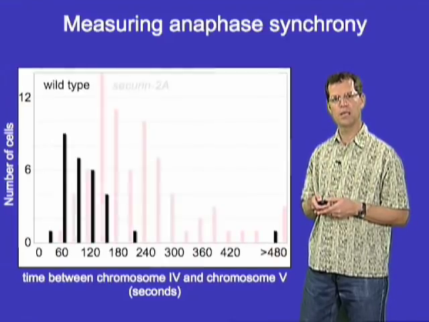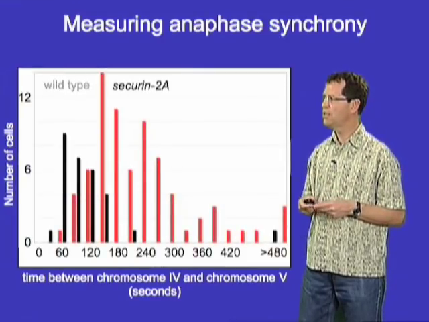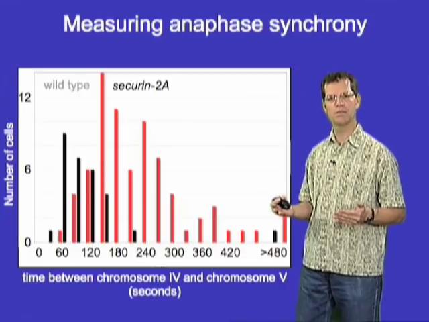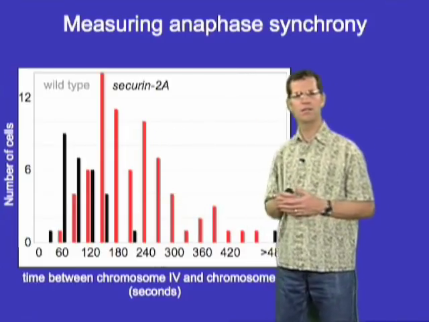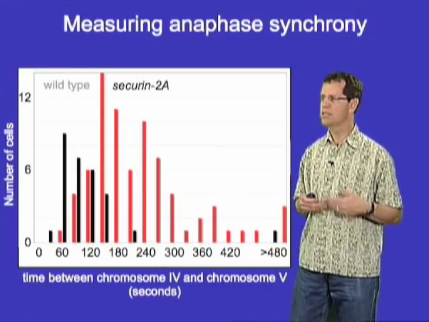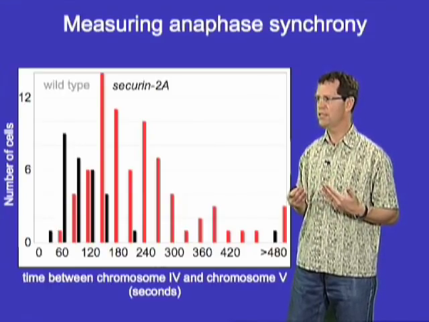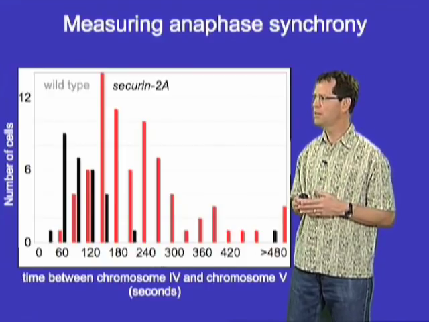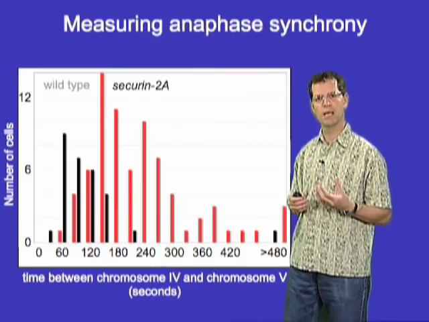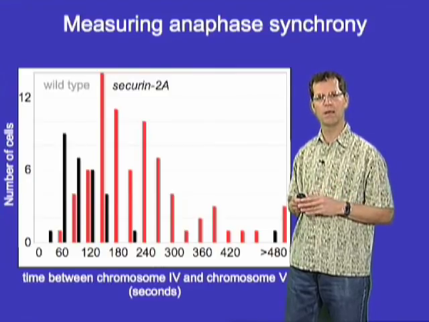Then in the securin 2A mutant, sure enough, we saw a significant delay in the timing of separation of the two chromosomes, such that the median time of separation was more like 170 seconds rather than 90. And so we're seeing a roughly twofold increase in the amount of time between the separation of these two chromosomes, suggesting that sure enough, this positive feedback loop is important for the synchrony of anaphase in these cells.